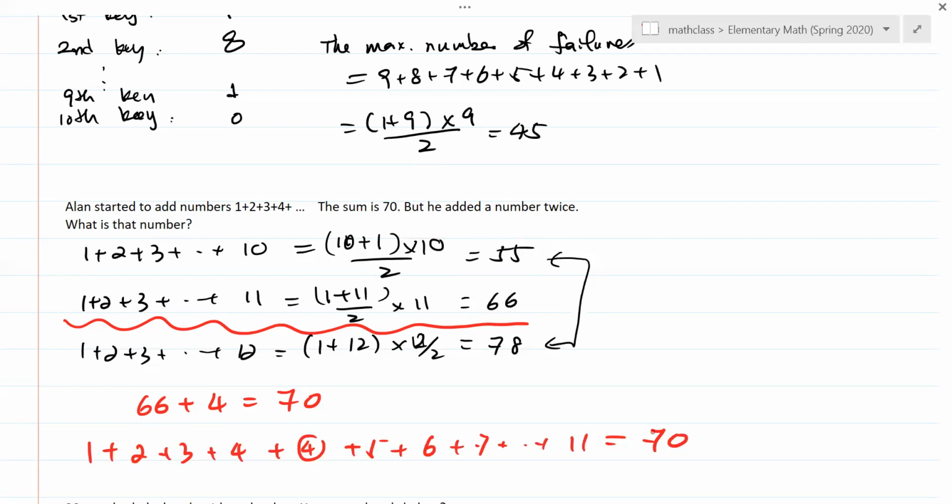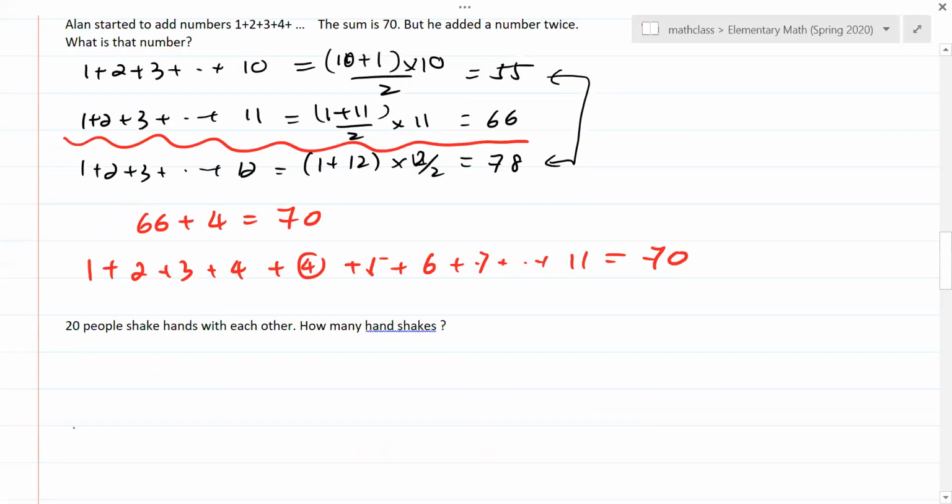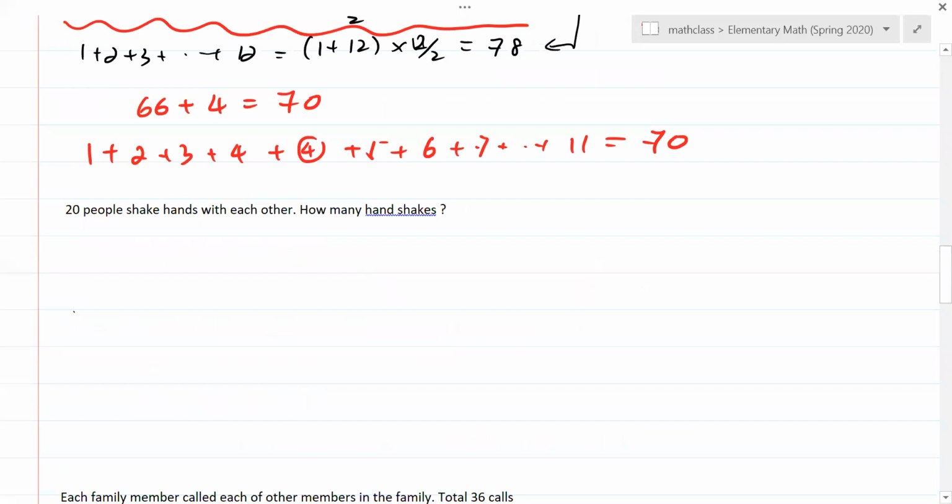All right, so now take a look at the next one. We're going to shake hands. 20 people shake hands with each other. How many handshakes are there? They're not going to repeat. You cannot shake hands with yourself, and you cannot shake hands with someone twice. Everybody shakes hands with somebody else only once. If you already shook hands with another person, that person cannot shake hands with you again.